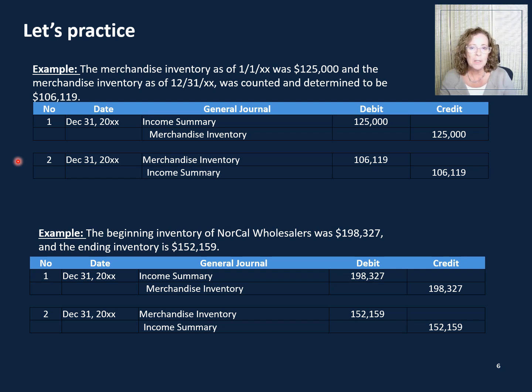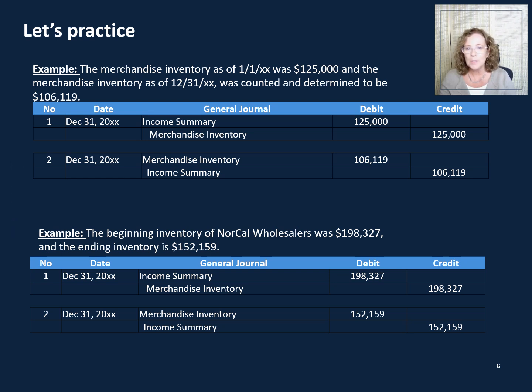What about the income summary account? It shows an amount of 18,881, which represents the inventory adjustment to reduce our merchandise inventory of 125,000 at the beginning of the year to 106,119 at the end of the year.